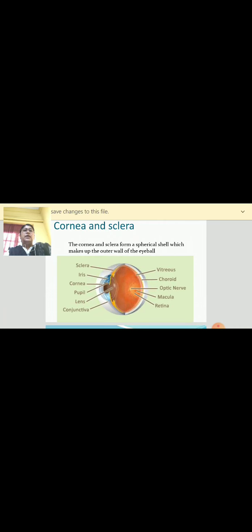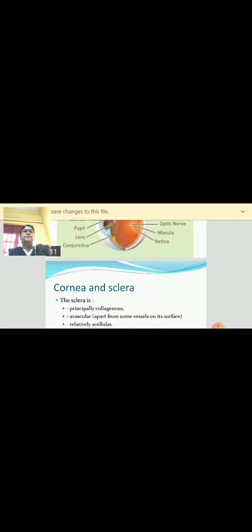Now, the outermost layer comprises the cornea and the sclera. They form a spherical shell which makes the outer wall of the eyeball. Here you can see the diagram. The sclera is principally collagenous, avascular and relatively acellular. The cornea and the sclera merge at the corneal edge, which is known as the limbus.